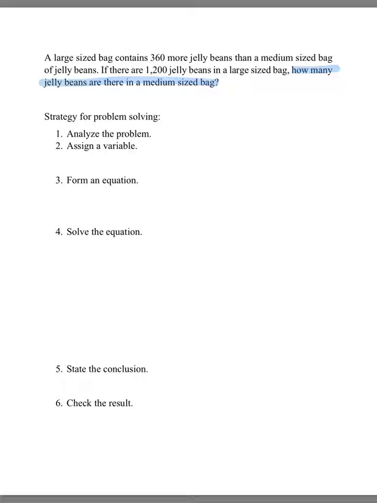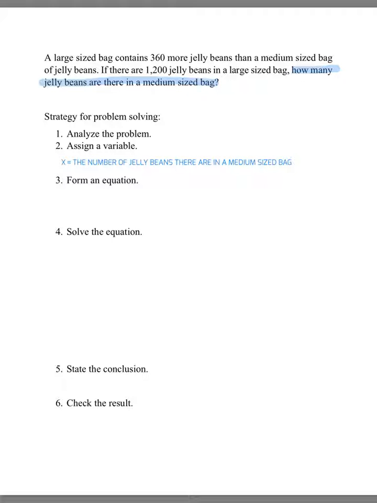Again, we can use any letter of the alphabet. I'm just going to go ahead and use the letter X. So our variable X is going to represent the number of jelly beans that are in a medium-sized bag, again, because that is the question that we want to answer. Therefore, that is the number we want to find.